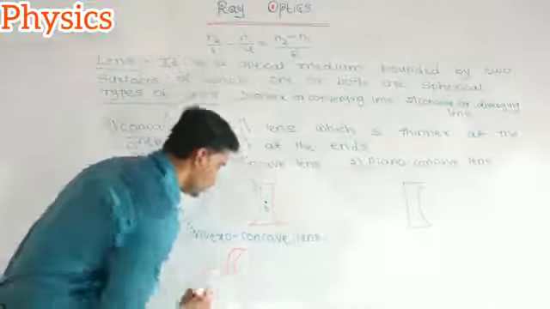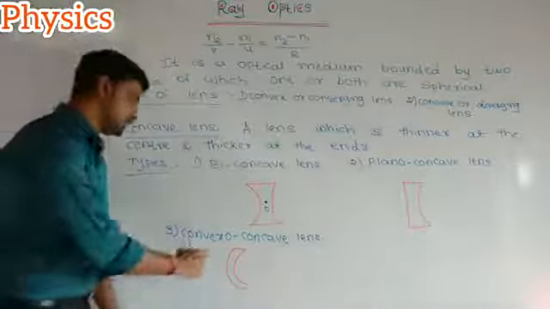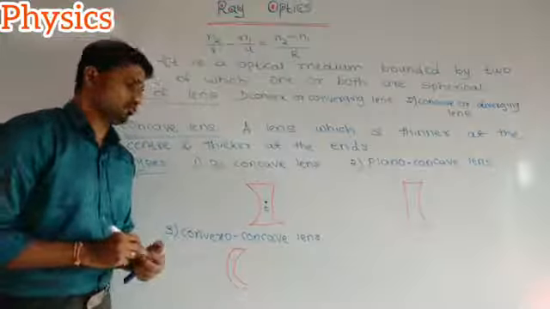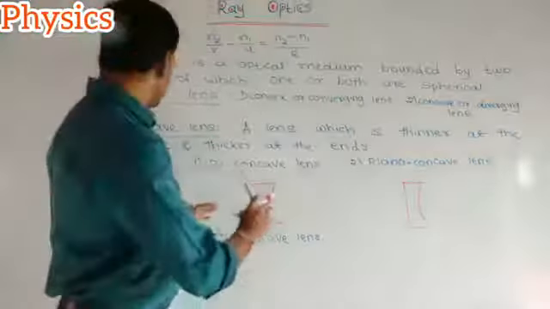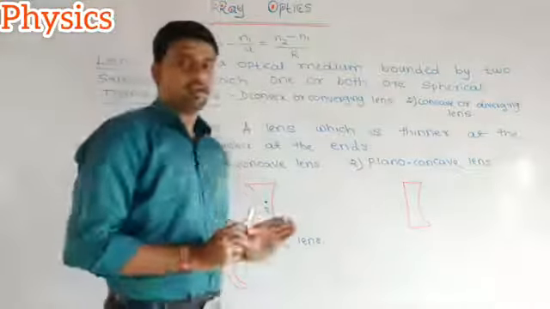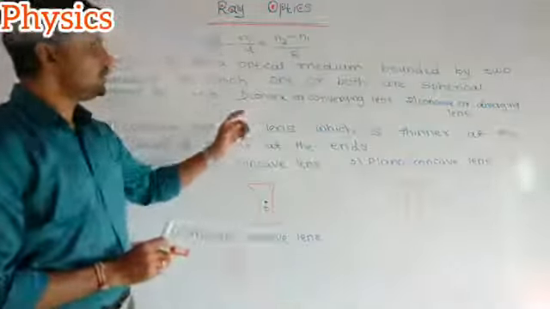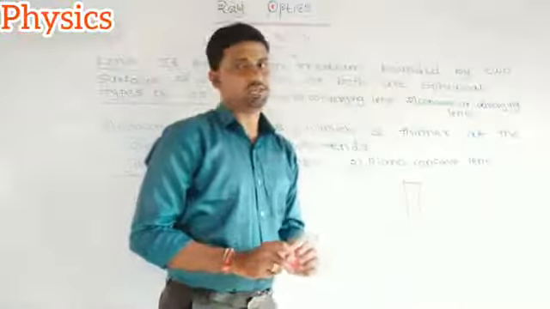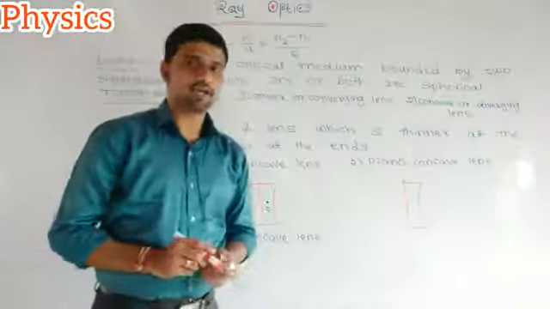Like this. This is the concave spherical surface. Then this kind of lens is called a convex or concave lens. These are the main three types of the concave lens. And here the concave lens is called a diverging lens. Why is the concave lens called a diverging lens?